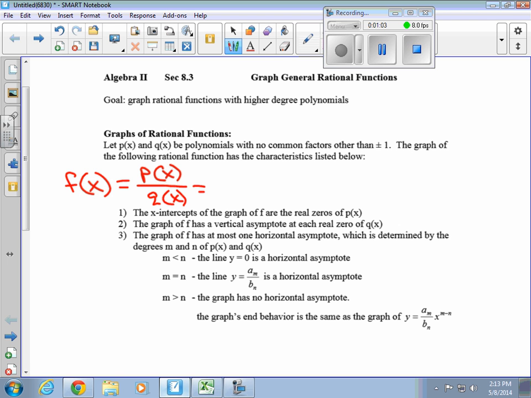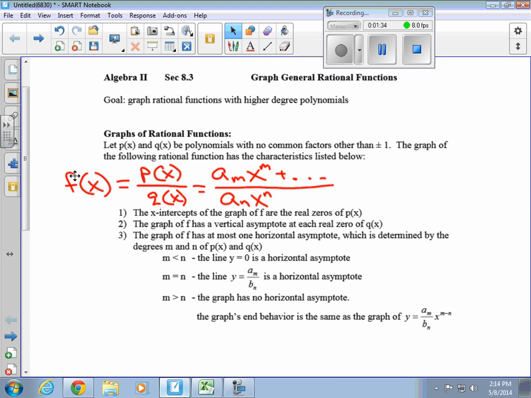Now, when we write the general form of this, I'm just going to write the first term to start with, because that's the one we're going to be looking at. So we're going to have a coefficient, then the sub n, and the exponent will be n as well. We'll look at what those things mean later. Now, there's three things that we have to talk about when graphing these general rational functions.